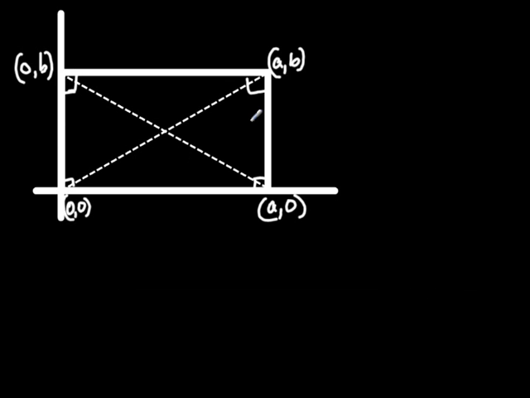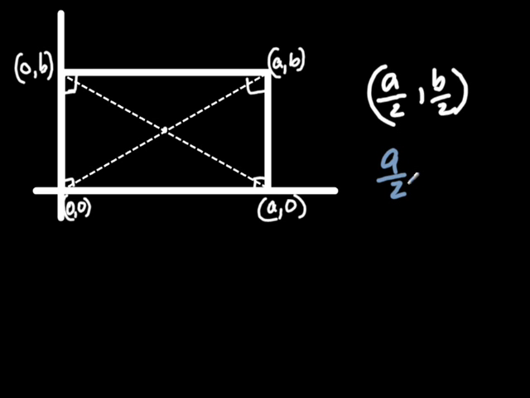Alright, so let me clean this up a little bit. Let's find the midpoint using this line first. Notice the midpoint is (A plus 0) divided by 2, and then (B plus 0) divided by 2. That's that one. Now let's do it for this line. Notice this line is (A plus 0) divided by 2, and it's (B plus 0) divided by 2.